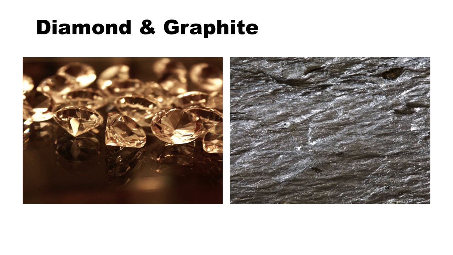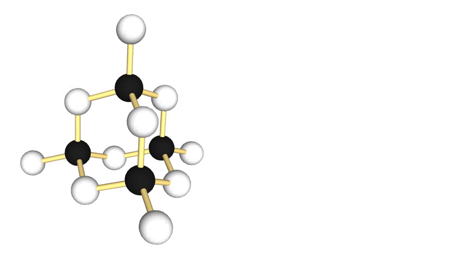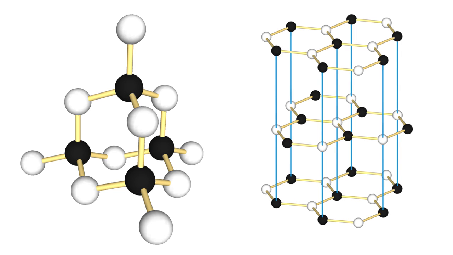The answer lies in their atomic structures. In diamond, each carbon atom is surrounded by four other carbon atoms, forming a regular tetrahedron. Periodical repetition of the tetrahedrons in 3D space forms the diamond crystal lattice. Graphite, on the other hand, has a layered structure. In each layer, the carbon atoms are arranged in hexagons.